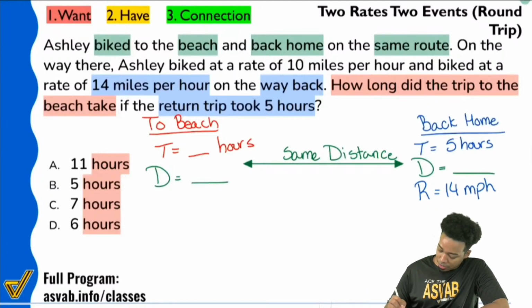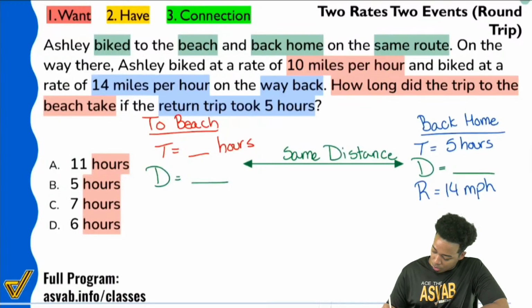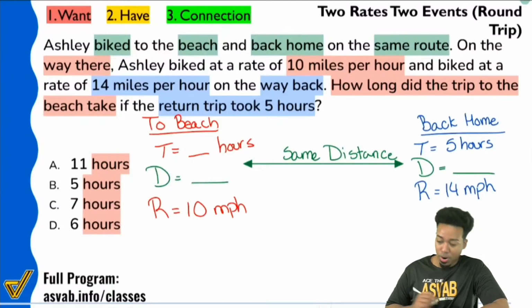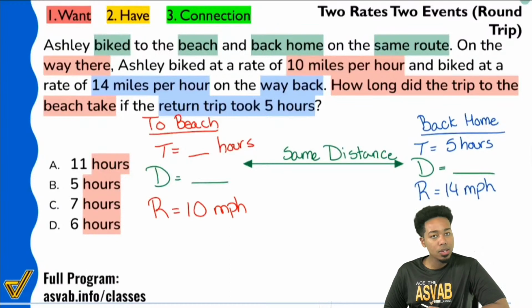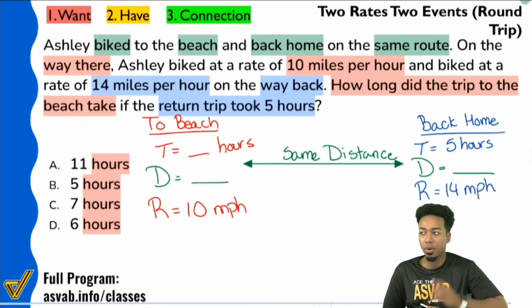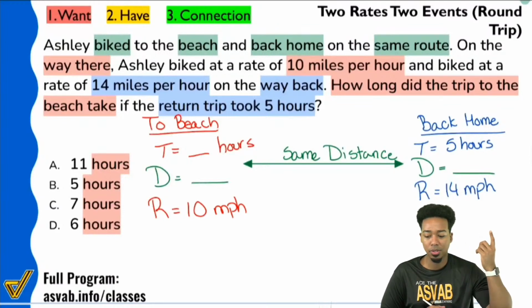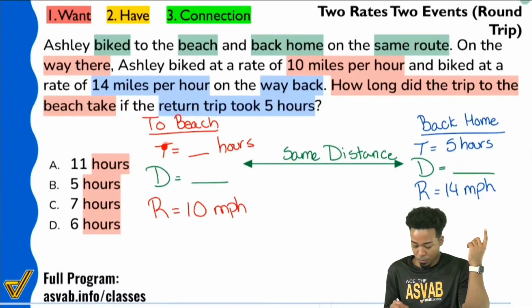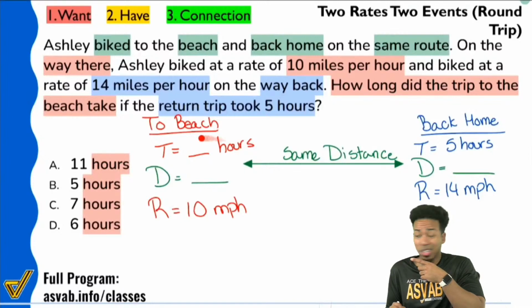And then over here on the left side, we see that it says, hey, 10 miles per hour on the way there. So the rate here is 10 miles per hour. In this case, we're going to be focusing on this side because this is really what matters. We're focusing on this side because we're looking for the time.